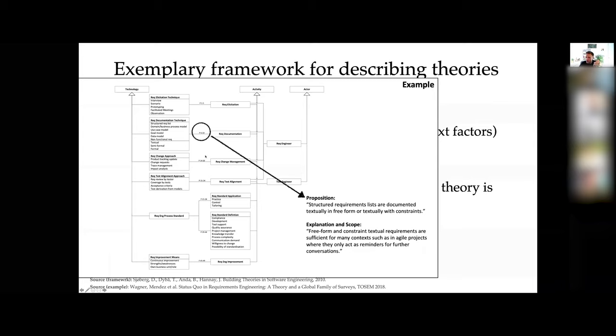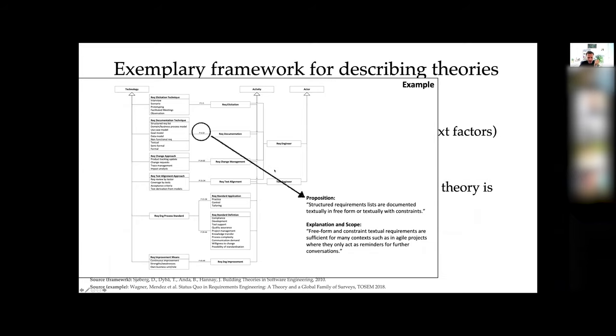Because I use the propositions later on to infer a hypothesis. I will show you this in a second again. The explanation and the scope is what makes it usable, because not every requirements engineer always documents requirements, let alone in natural language, let alone in structured requirements lists. But we can make this observation for a very specific subset of the cases, in this case, in agile methods, for example. Whenever I follow agile methods, I tend to make this observation. And this is exactly what I need to build my hypothesis.